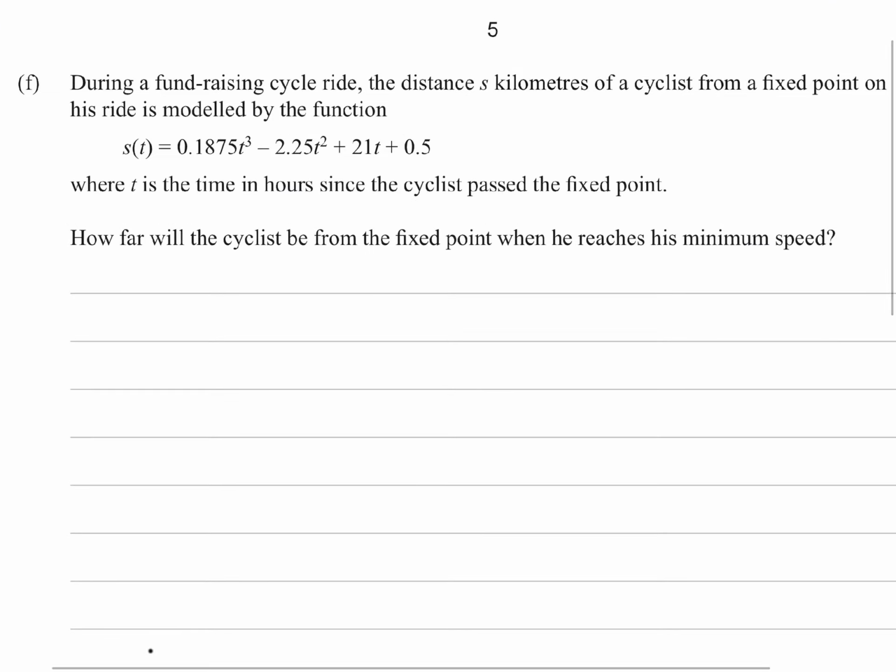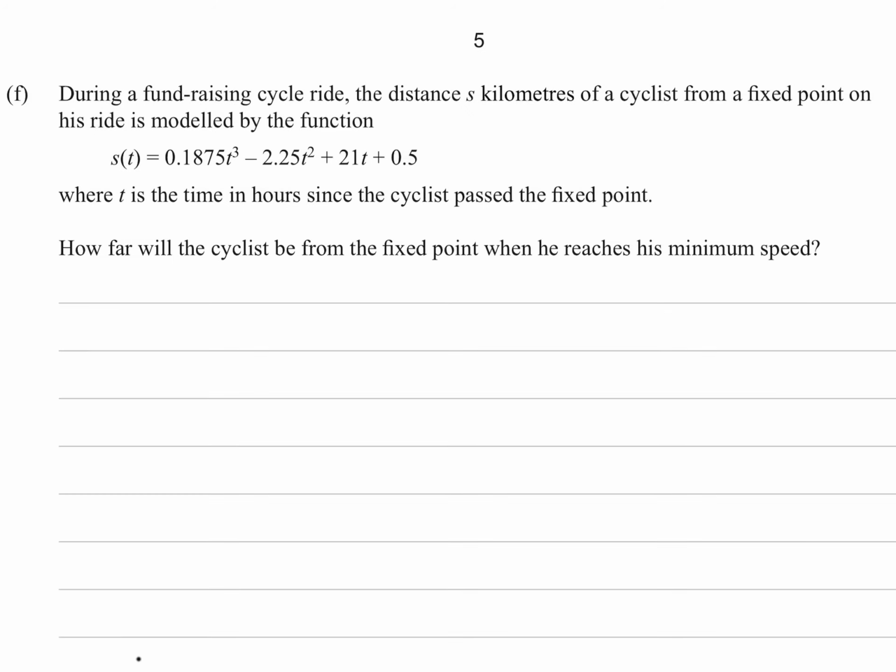During a fundraising cycle ride, the distance s kilometers of a cyclist from a fixed point on his ride is modeled by the function s of t equals 0.1875 t cubed minus 2.25 t squared plus 21t plus 0.5, where t is the time in hours since the cyclist passed a fixed point. How far will the cyclist be from the fixed point when he reaches his minimum speed?